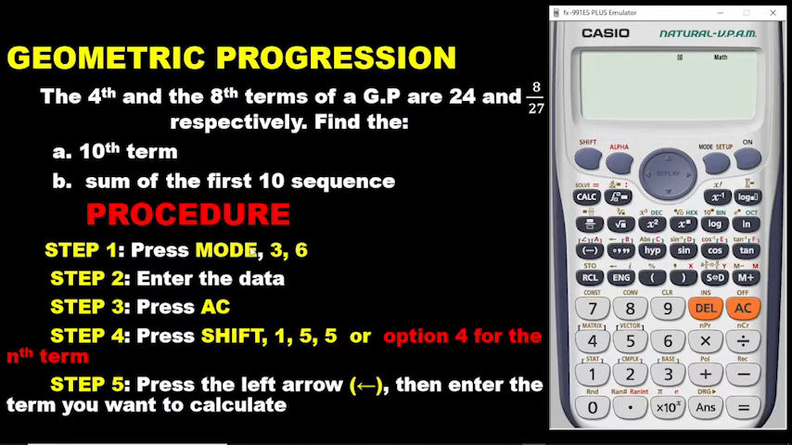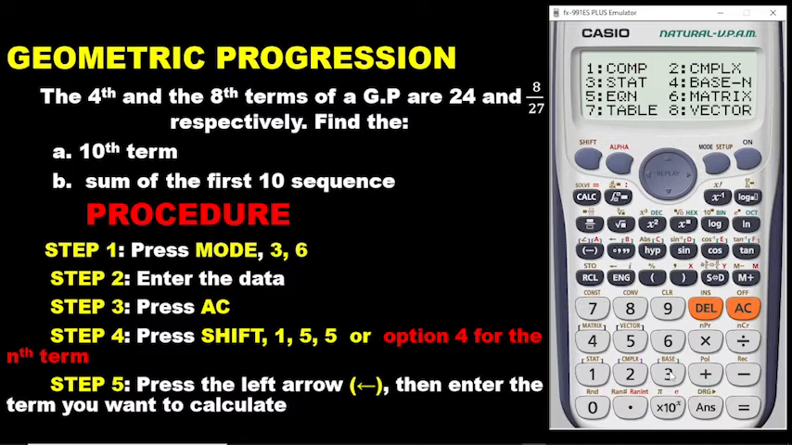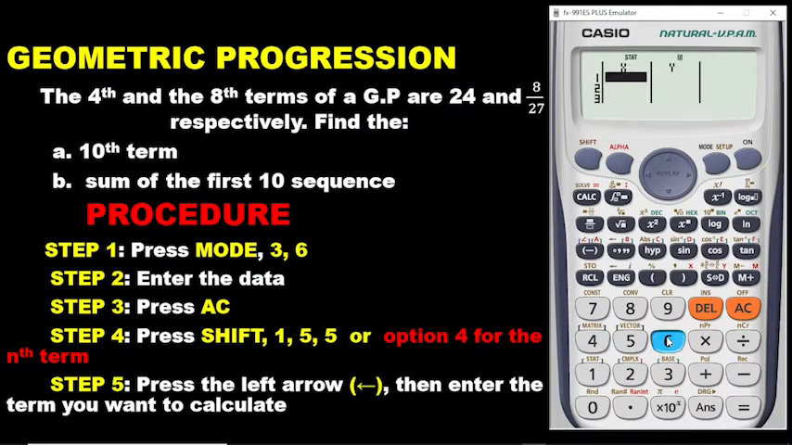Now to do that, we want to use the procedure I have listed on the left hand side of your screen. So step 1, you press mode, then you press number 3 and then number 6. So let's go. You press the mode and then number 3 and then number 6. Now we are having this interface. We have the x coordinates and then we have the y coordinates.